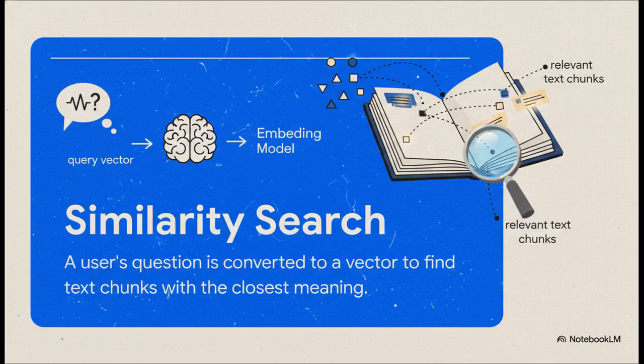Now we get to the real-time part. A user asks a question. The system takes that question, and it uses the exact same embedding model to figure out its coordinates on that map of meaning. Then it asks the vector database, "Hey, what are the closest, most similar chunks of text to this location?" The database runs what's called a similarity search and instantly finds the text chunks whose coordinates are mathematically closest. And boom, those are the most relevant pages from our open book for that specific question.